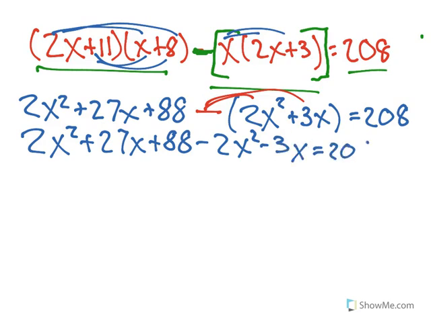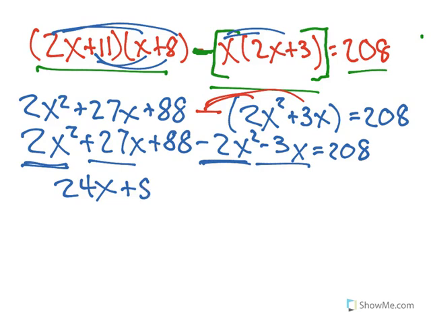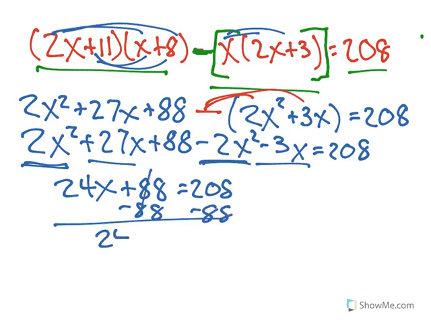equals 208. Now what you're going to notice is these problems generally do not end up being quadratics. Yeah, I know it's a quadratic equations unit, but this is not a quadratic because look what's going to happen. 2x squared and negative 2x squared is 0. 27x and negative 3x is 24x plus 88 equals 208. So I've got 24x is equal to 120.